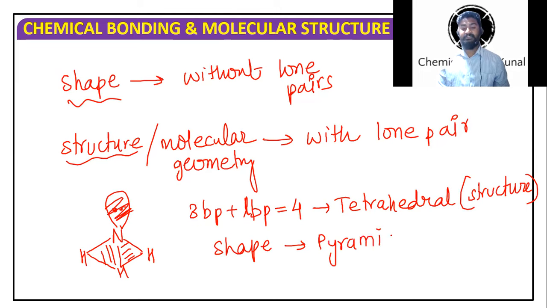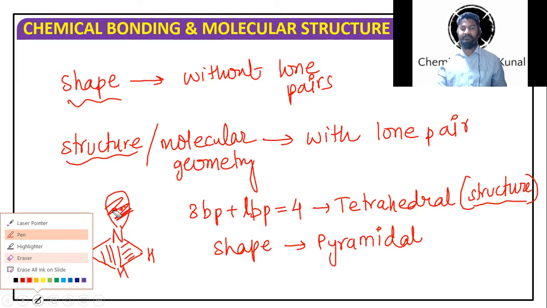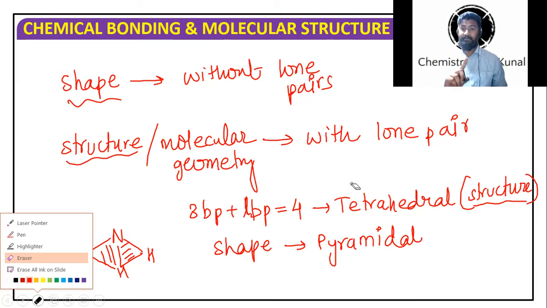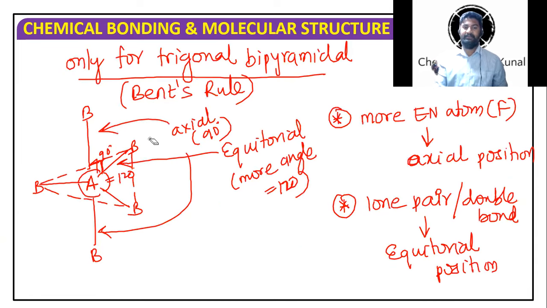So shape and structure are different things. Structure is with lone pair, shape is without lone pair. Without lone pair, how does it look? It looks like a tetrahedron. That is what you have to remember and keep in mind. And then I told you this bent rule. Please take a screenshot. Okay, very well.